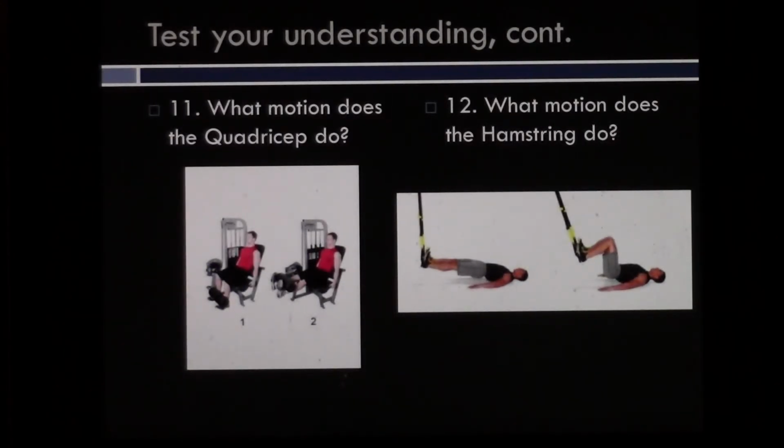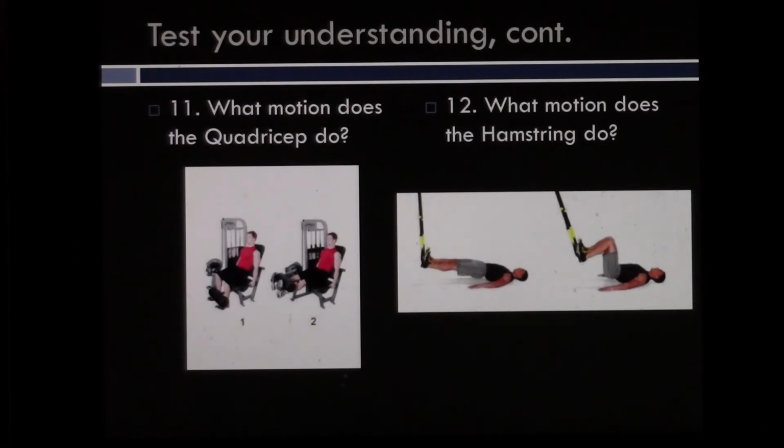Alright, these will be easy. What motion does the quadricep muscle do? That's the front of your thigh. I've got the machine pictured there. I'm sure you felt the burn if you've ever done that exercise. You know exactly what muscle group that's working. What motion is happening, you can probably tell. It's knee extension. You're straightening your knee. That one's pretty simple. The quadricep does knee extension.